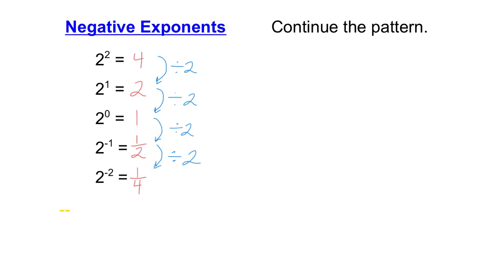Now I want you to notice something. Compare 2 to the +1 to 2 to the -1. Look at the answers. 2, 1 over 2. Now compare 2 to the 2 to 2 to the -2. Look at their answers. 4, 1 over 4. The answers of the negative exponents are just the reciprocals of what the answer was for the positive exponent.